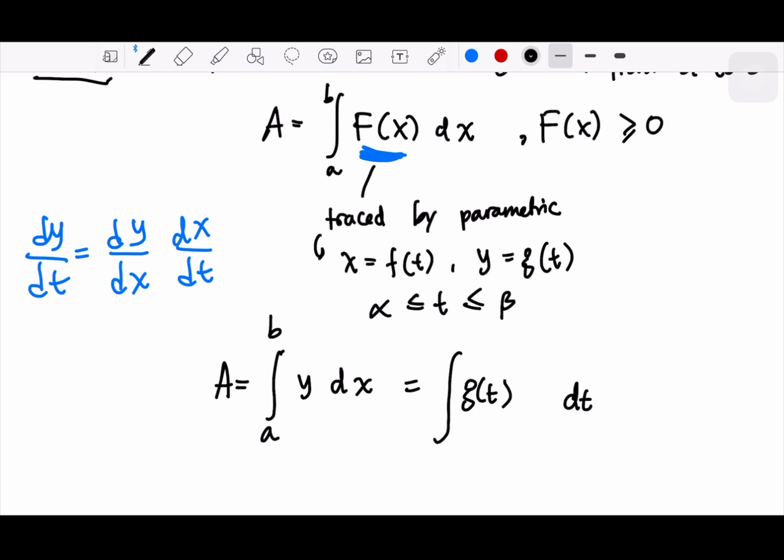Okay. Now what will happen with the dx here? We want to make it into dt. So we can write here dx over dt. So that the chain rule is still, we are using that to make out this area of the curve with the parameter. Okay.